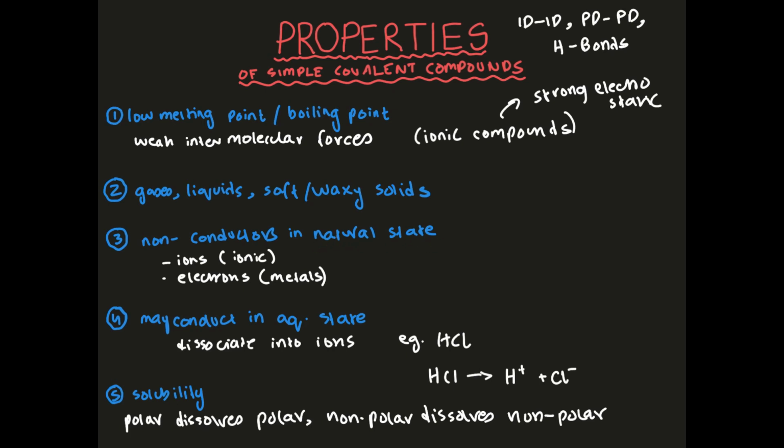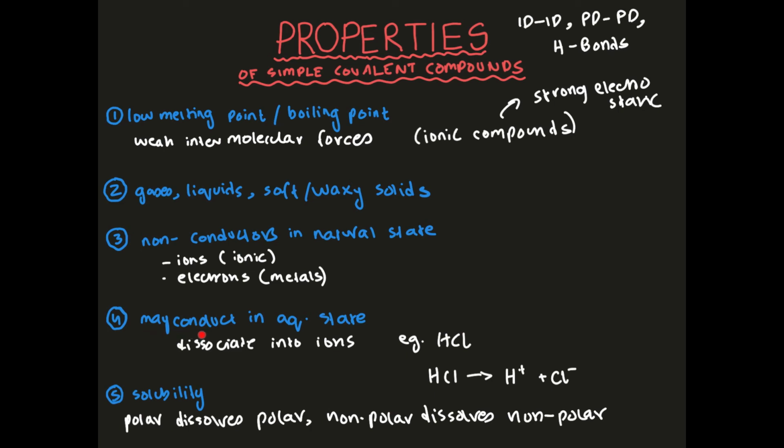After this, we're going to be discussing their conductivity in their natural state. So in order to conduct electricity, you need ions, which are there in ionic compounds, or you can also have electrons, which are there in metals. In this case, simple covalent compounds don't have either one of these. And by electrons, I mean free moving electrons, and by ions, I mean free moving ions. So both of these are not present in simple covalent compounds, and because of that, in their natural state, they're not going to be able to conduct electricity.